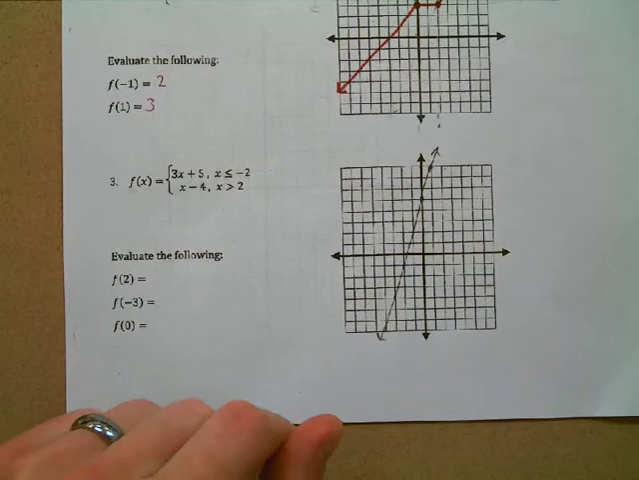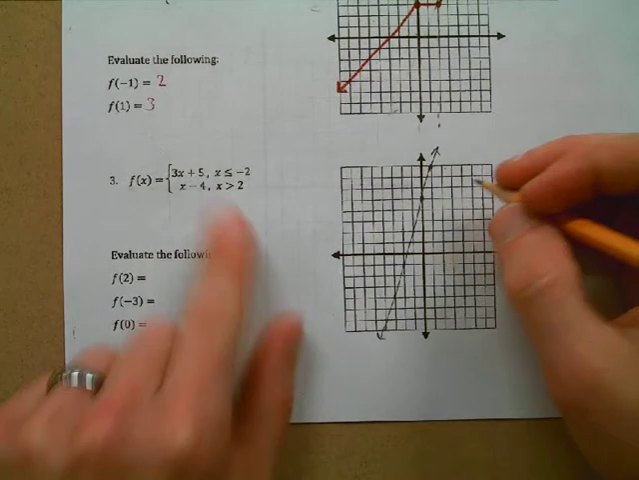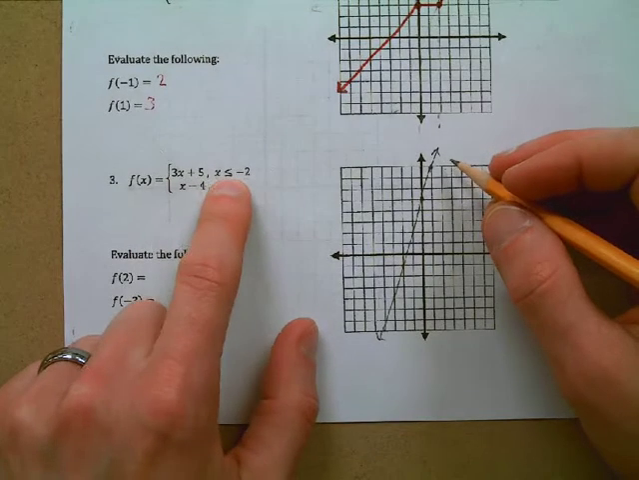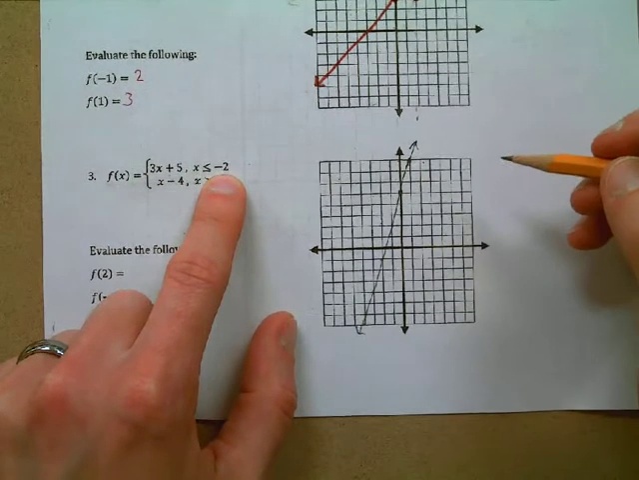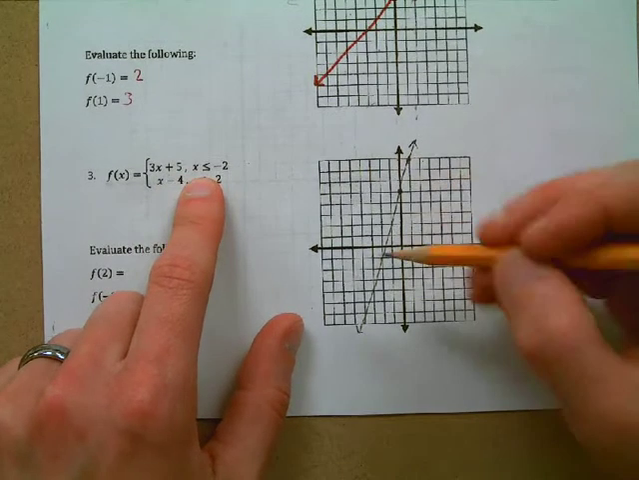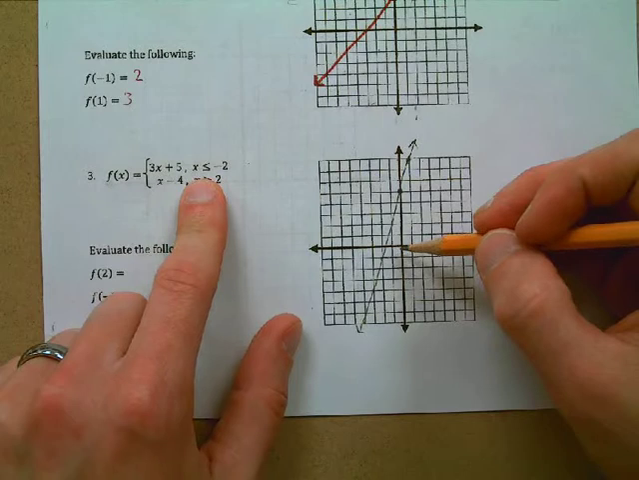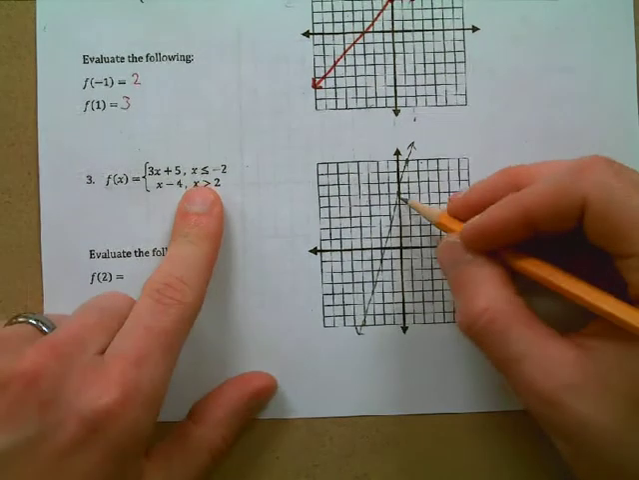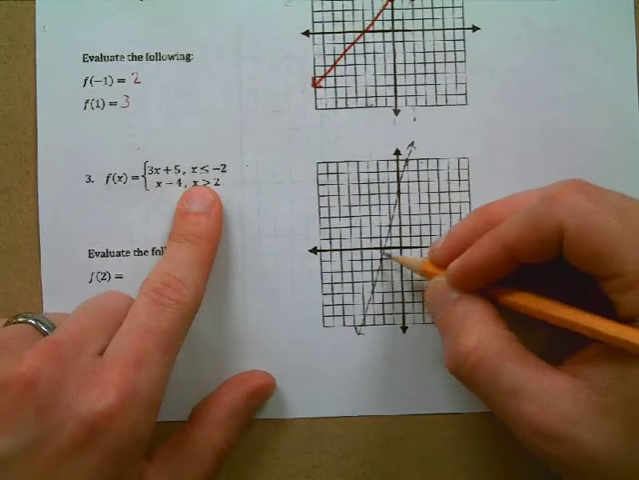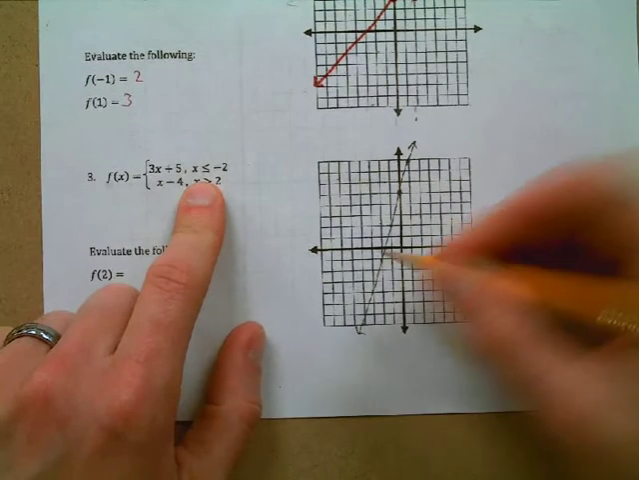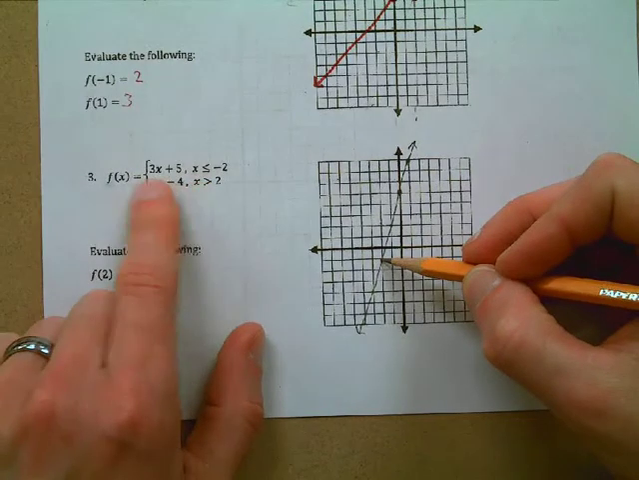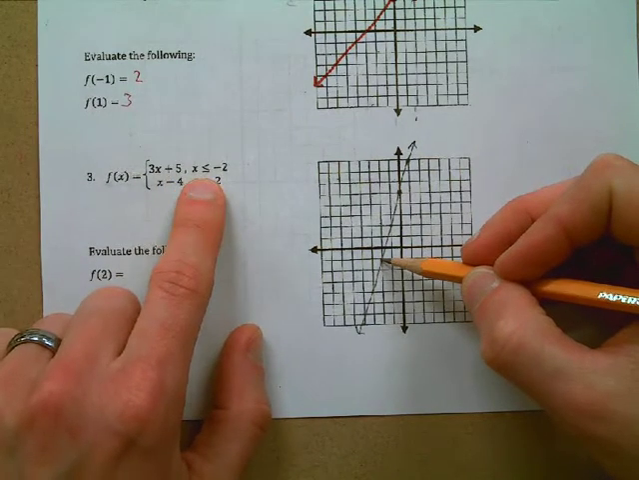But let's take a look here. That's the full line, but I'm only supposed to graph the piece of the line for x values that are less than or equal to negative 2. So let's find where x is equal to negative 2 on my line. I did count it right. Here's where x is equal to negative 2 on my graph, right here, this point.